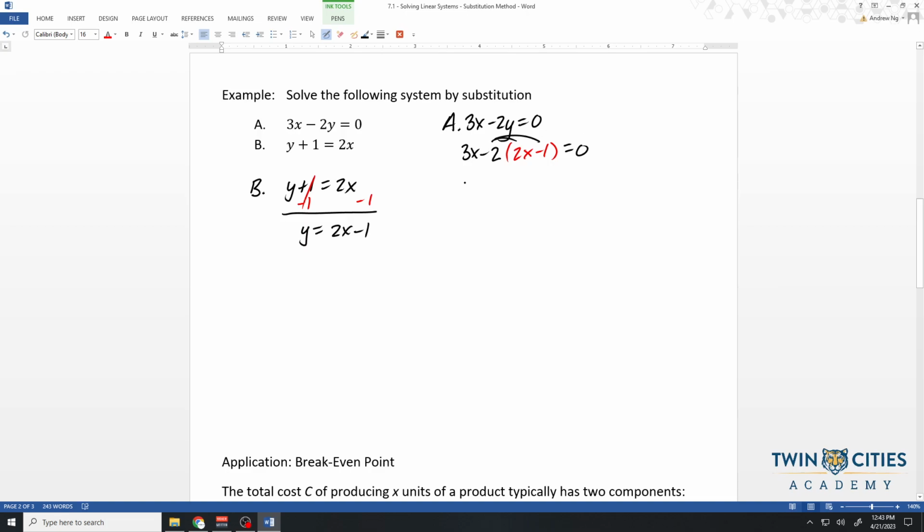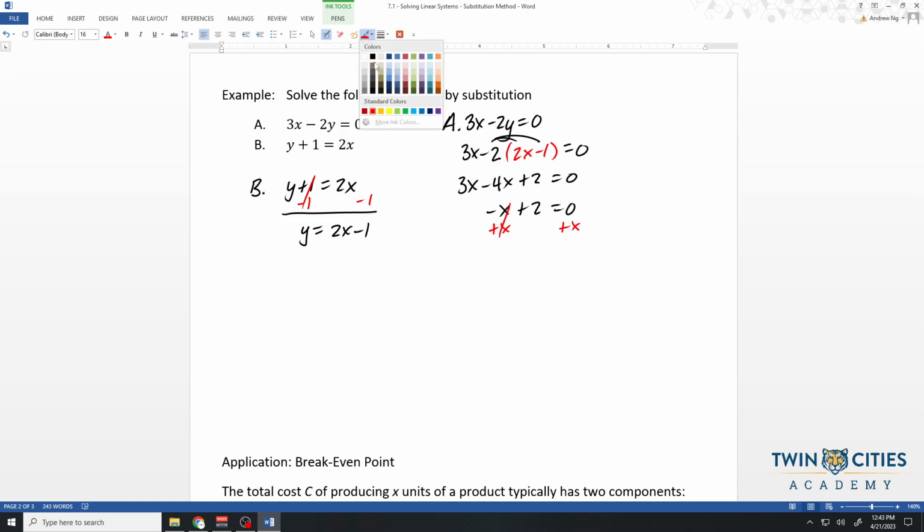And let's distribute here and solve. So I've got 3x, and then minus 4x plus 2 equals 0. 3x minus 4x, so negative x plus 2 equals 0. And here we'll be smart about it. We'll add x to both sides. And we'll get 2 equals x, or x equals 2.